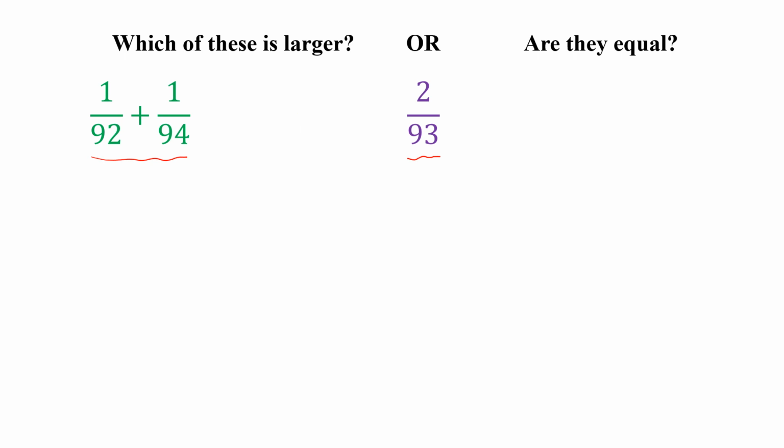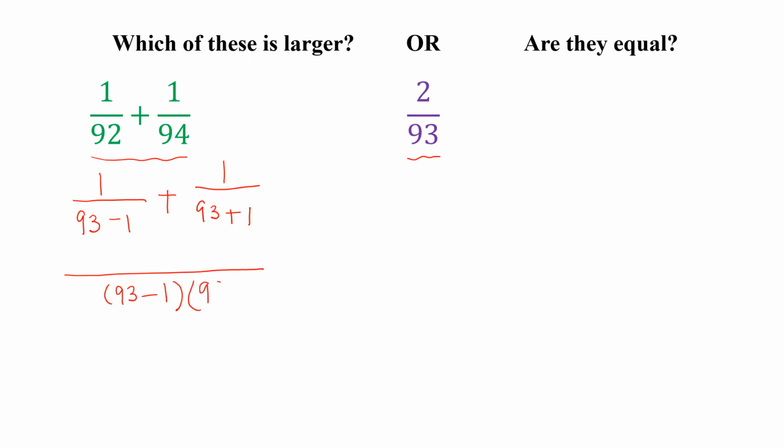How can we solve this? We can write 1/92 as 1/(93 - 1) plus 1/94 as 1/(93 + 1). Now by taking the LCM, (93 - 1)(93 + 1), here we can write (93 + 1) + (93 - 1). Plus 1 and minus 1 are cancelled. So 2 × 93 divided by, and the denominator we can write 93² - 1.